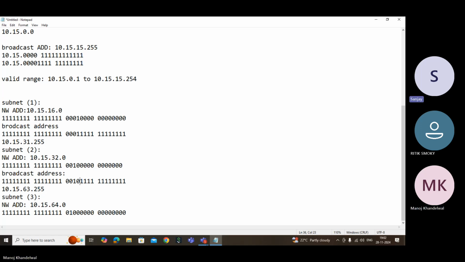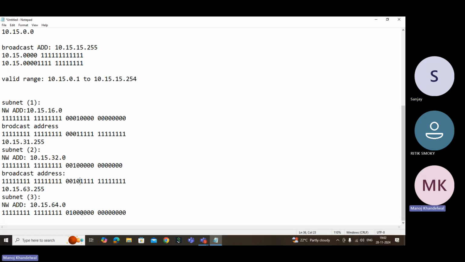Similarly for subnet 3, in the third octet of the broadcast address, should it be 0011 and then 1111? So 0011 and then the remaining ones. Correct, 0011, because we're talking about 4 bits.